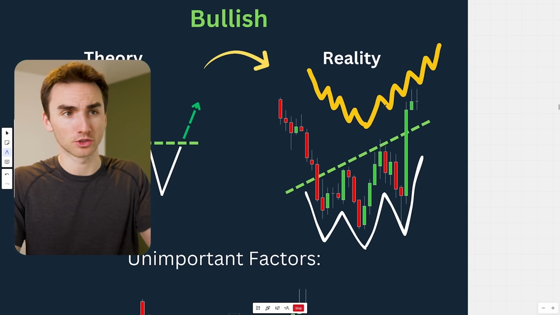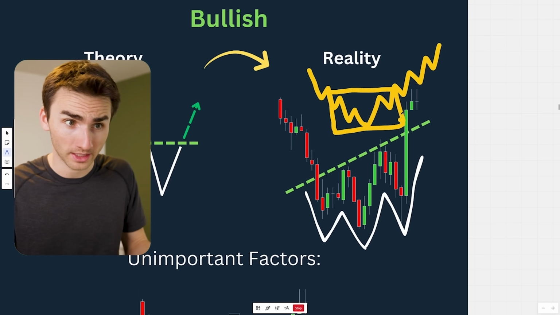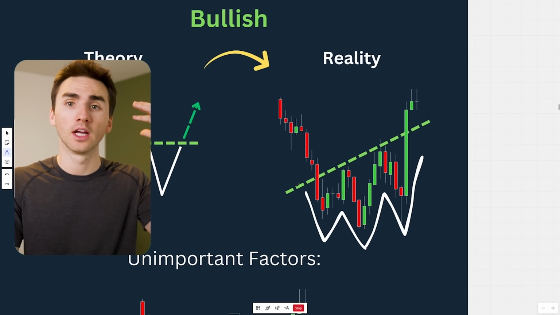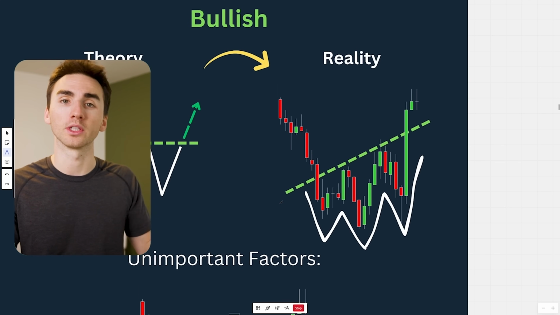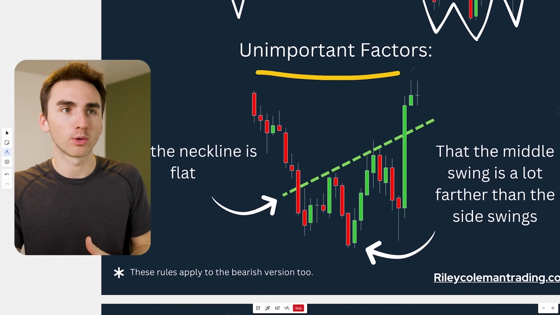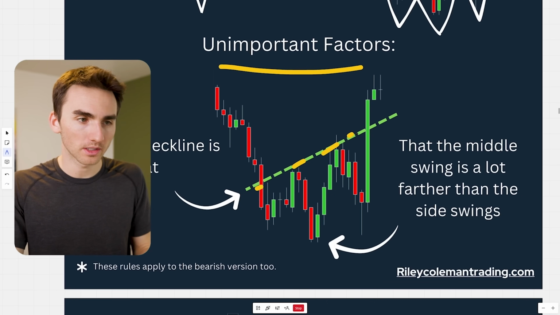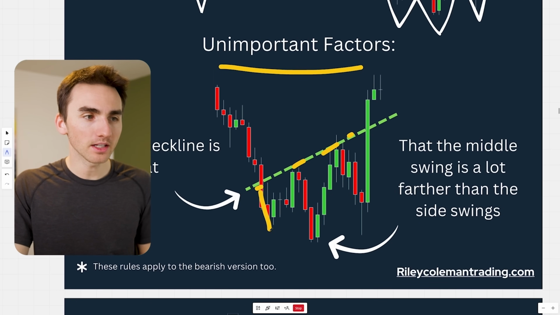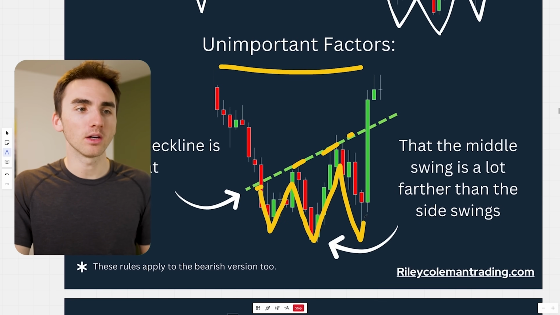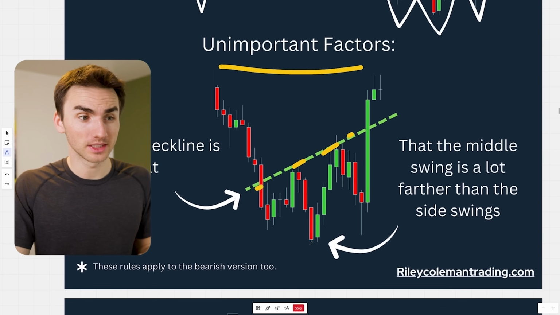And that's essentially, just drawing that right here, a head and shoulders. That's what they look like. It's just the raw basics of looking at price action and reading the market. And so, unimportant factors: that neckline does not need to be flat. And then the other unimportant factor is that the head of the head and shoulders doesn't have to be way farther than the other swings from the shoulders. You can see here, these are pretty much the same price.